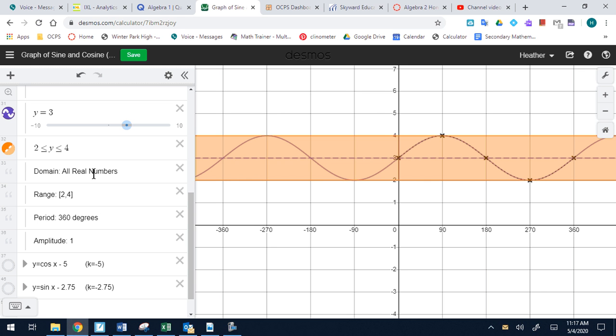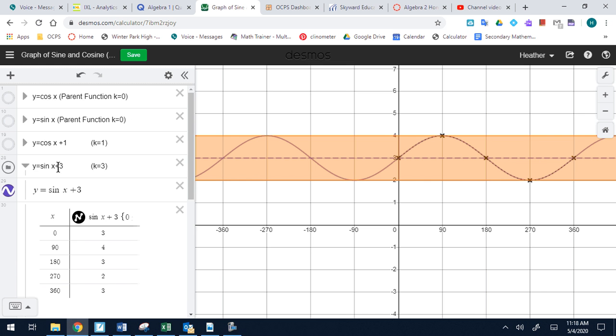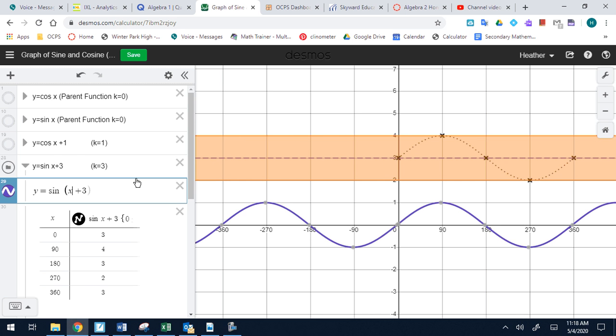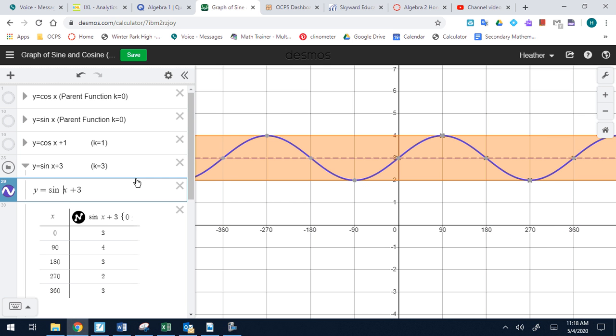So my domain is still all real numbers. My range changed. I'm now going 2 to 4. My period is the same, 360 degrees, and the amplitude is still 1. From the midline up or from the midline down is still 1. So that x plus 3, again with no parentheses. With parentheses, it's different. With parentheses, it changes h. Without parentheses, it changes k. Without parentheses, it's raising you up 3.